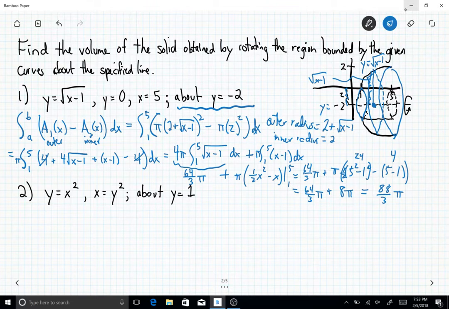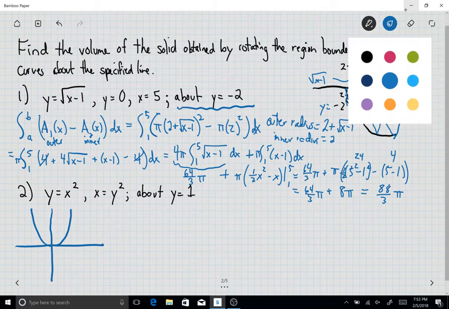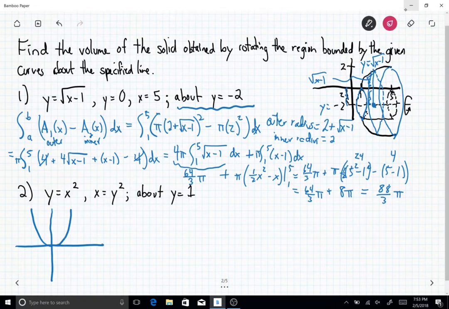In this next case, you have y equals x squared and x equals y squared. So what the heck is happening there? And we'll have about y equals 1. We'll talk about that in a second. So first off, y equals x squared looks something like this. Okay? And then let's draw in pink x equals y squared. So you get x equals y squared looks something like that. Now how can we figure out when these two things equal?